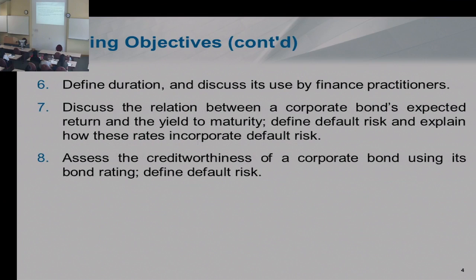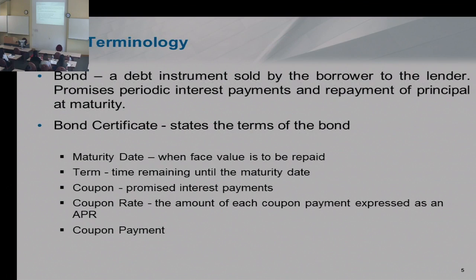Which leads us to the concept of duration, which we don't calculate but we talk about. And then a little bit about default risk and creditworthiness. Basically, as is usual, we start off assuming everything's risk-free and then relax that assumption and allow for risk. So let's define what a bond is. A bond is a generic term. It means a debt instrument. It's sold by the borrower to the lender. It promises a periodic interest payment and repayment of principal at maturity.